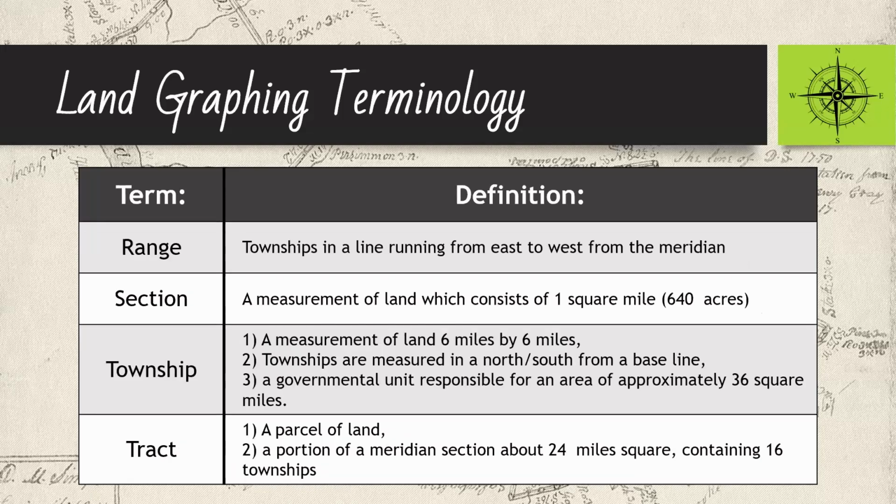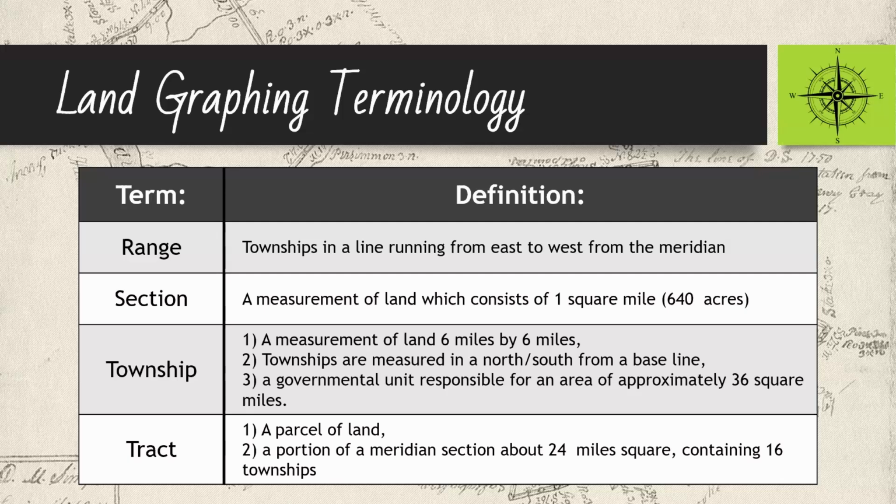It has multiple definitions. A range is townships that run east to west from the meridian. A section is a measurement of land, which is 1 square mile. A township is either a measurement of land, which is 6 miles by 6 miles, measured north-south from the baseline, or a government unit responsible for an area of approximately 36 square miles. So township can be big and it can be small, and it can be kind of confusing which one you're looking at. But you'll start to figure it out the more that you're looking at these.